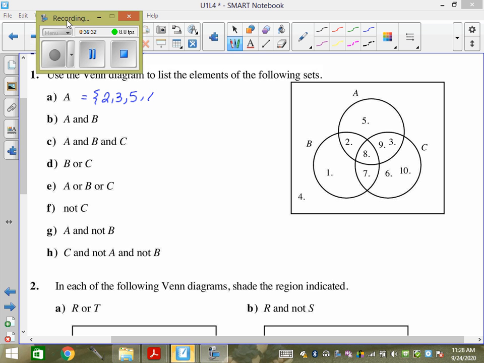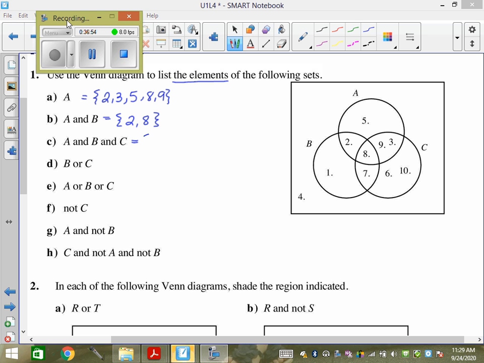Why do I use squiggly brackets? Because you asked for what elements, not how many. Right. When I do the elements, I show the sets. And it's in the following sets. A and B. 2 and 8. Yes. Why? They're both in the same part, because it's in the overlap. Right? A and B and C.